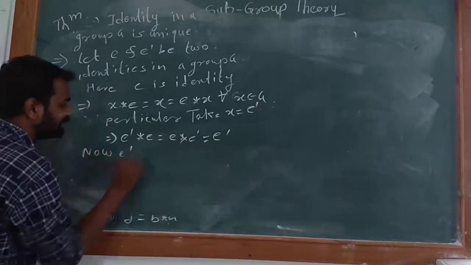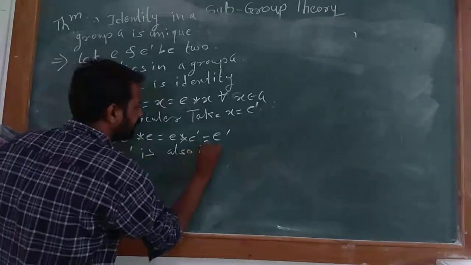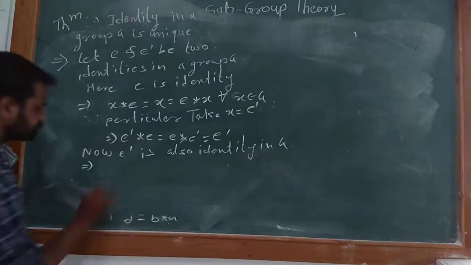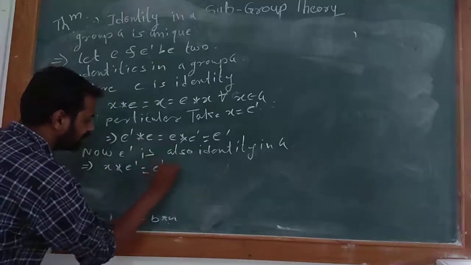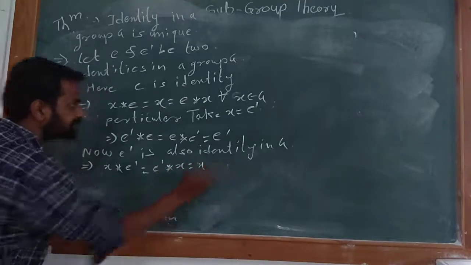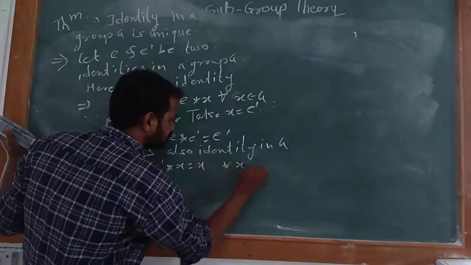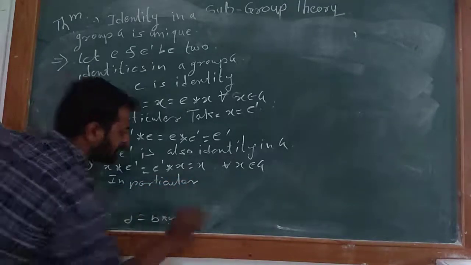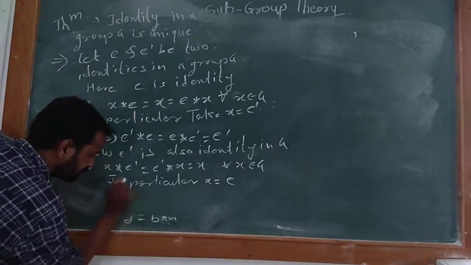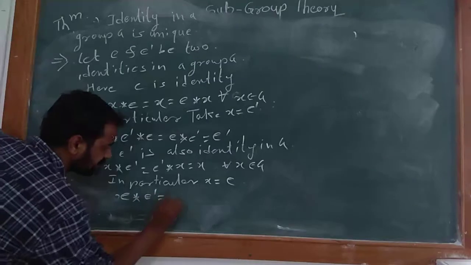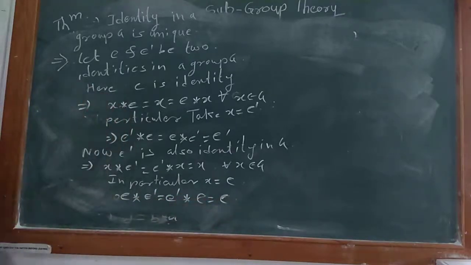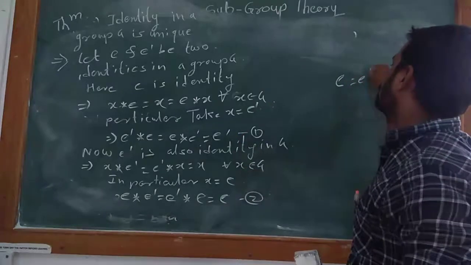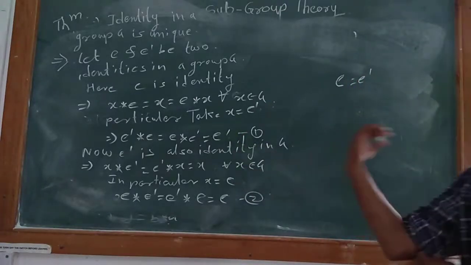Now, E dash is also an identity in G. This implies X star E dash is equal to E dash star X is equal to X for all X belongs to G. In particular, we take X equal to E. We get E star E dash is equal to E dash star E is equal to E. Therefore, from equation number 1 and equation number 2, we get E is equal to E dash.